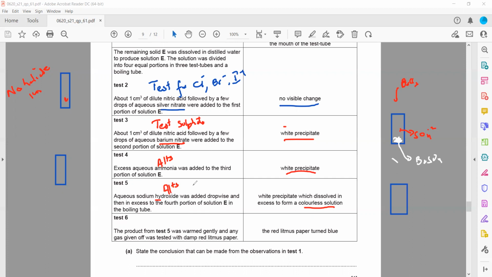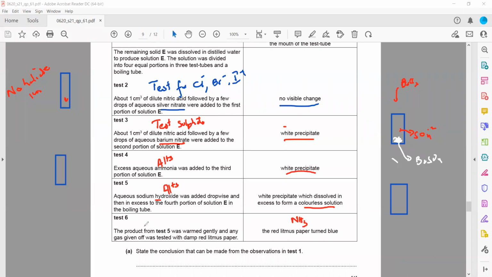Then test 6: the product of test 5 was warmed. Now we supply heat, and the damp red litmus turned blue. The only alkaline gas is ammonia, and ammonia gas is released when we have ammonium ion. So if a salt contains ammonium ion, it will always release ammonia gas when we add alkali and supply heat energy. Now, state the conclusion that can be made from the observation of test 1.